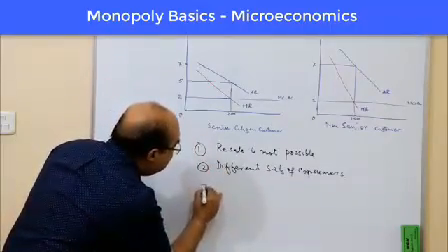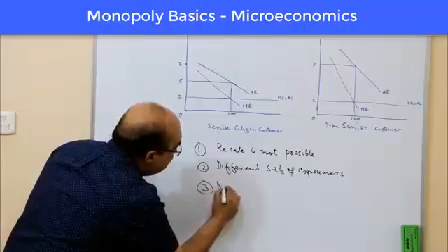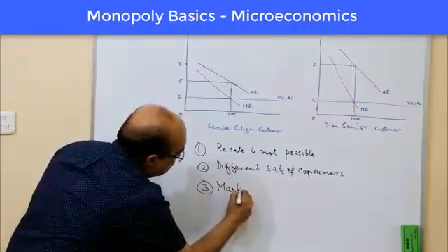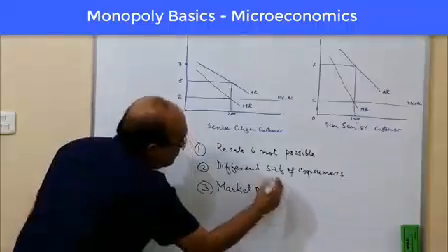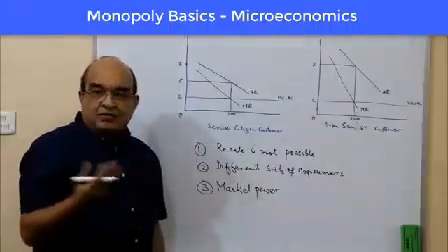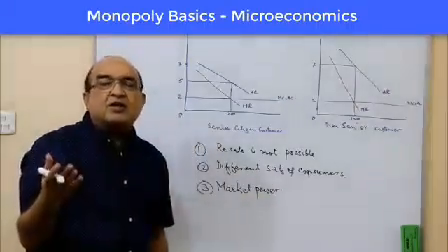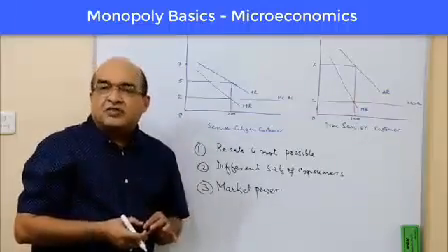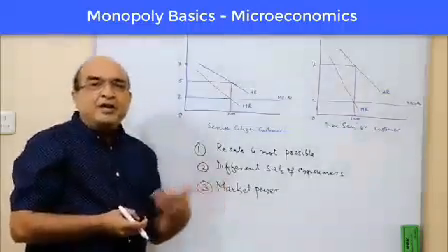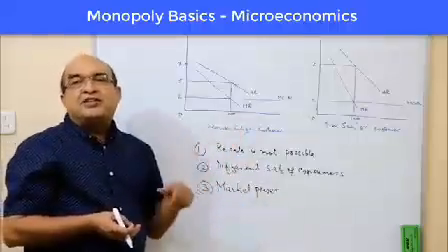And third is the market power. The monopolist has the market power where it can sell the product at any price or any quantity it can sell, and the customers do not have the market power. They will be getting whatever is being sold.